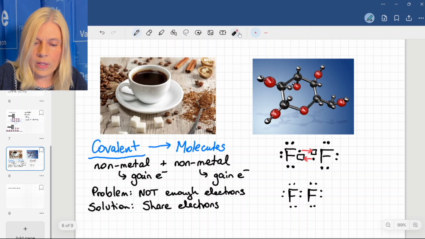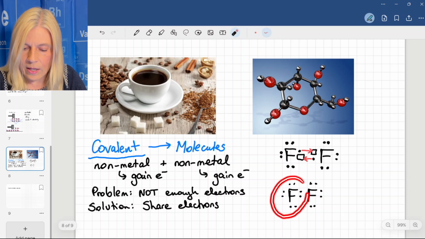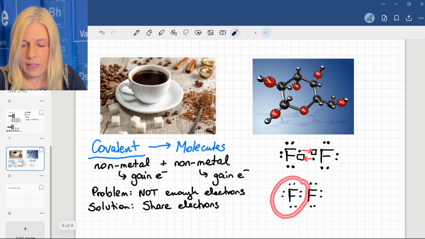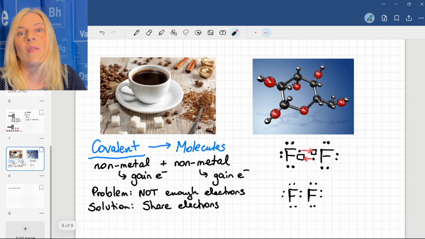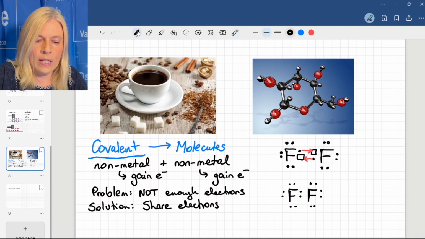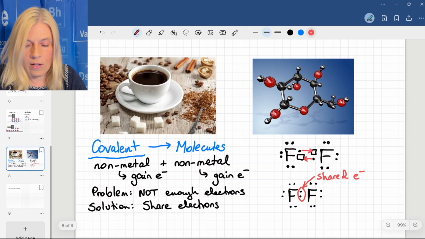Right? So now let's draw this. This fluorine here has 8 electrons around it. And this fluorine here has 8 electrons around it, yes? So here are my shared electrons, right here. These are my shared electrons. And this is my covalent bond.